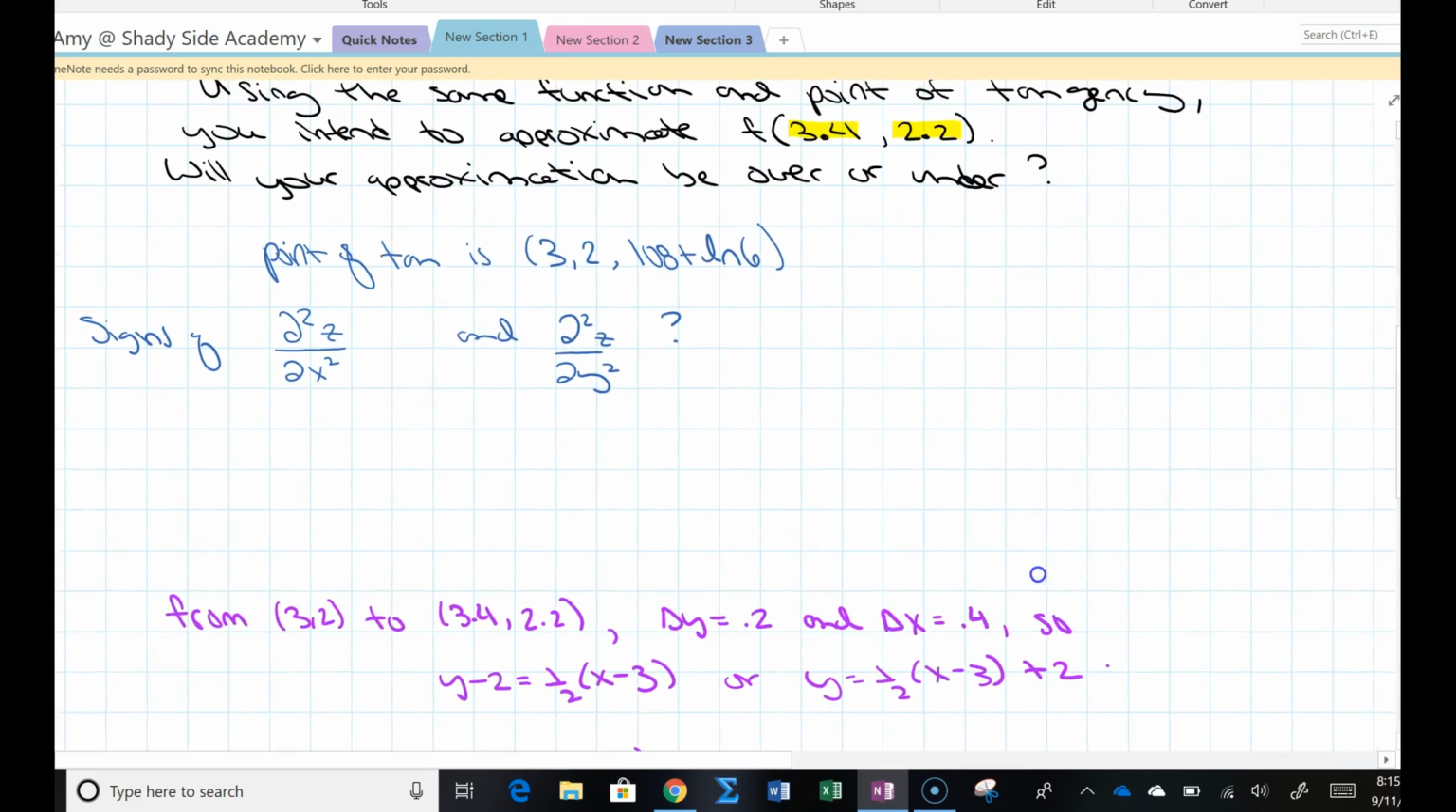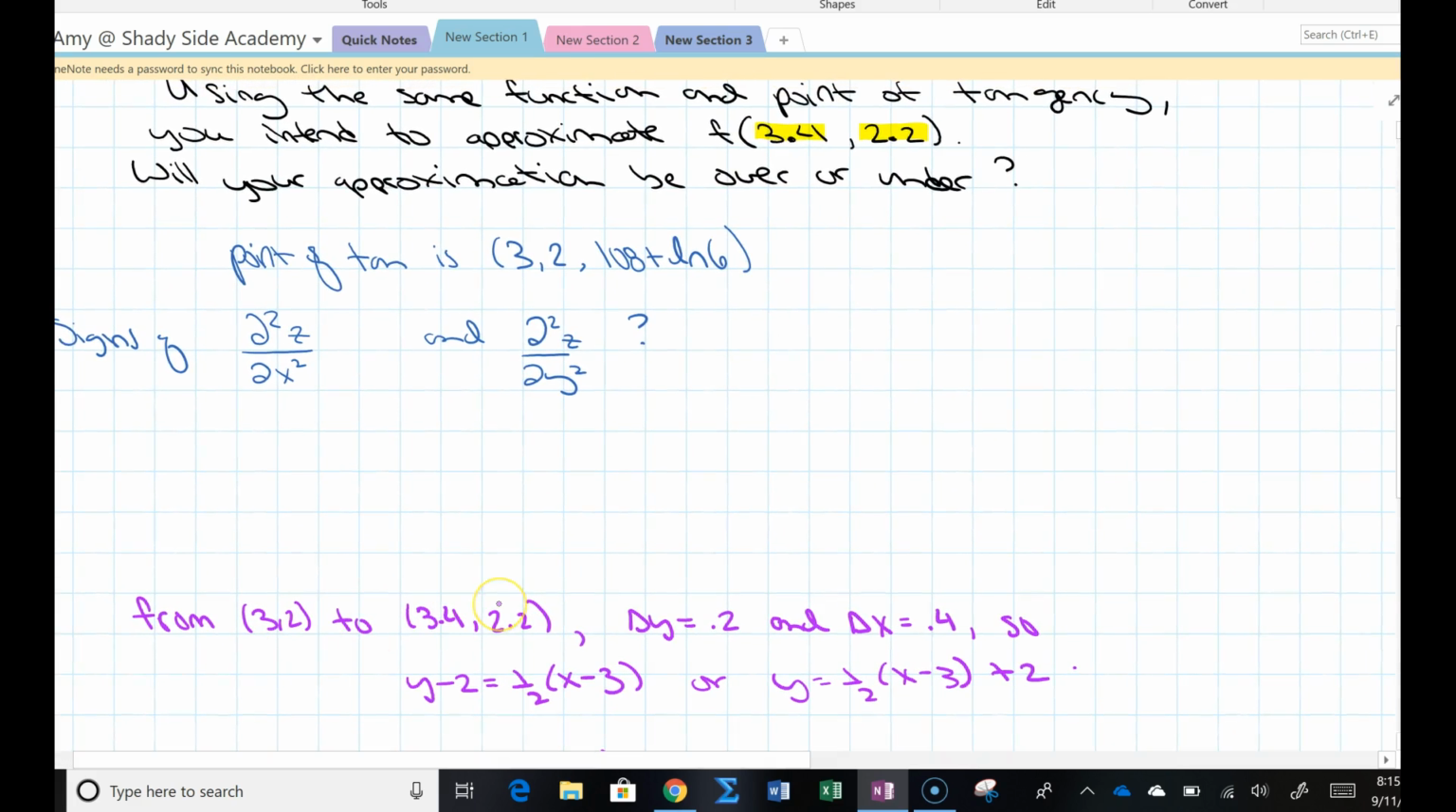All right, here are some questions for you. Look what I did here. And at any point, I want you to stop me and proceed on your own. From the point 3, 2 to 3.4, 2.2, I noticed the change in y is 0.2 and the change in x is 0.4. So I have this equation right here. If I were to ask you where this equation came from, I think you'd all be very quick to say that it's just the equation of the line from the point of tangency to the point of approximation. And all I did here was solve this equation for y.